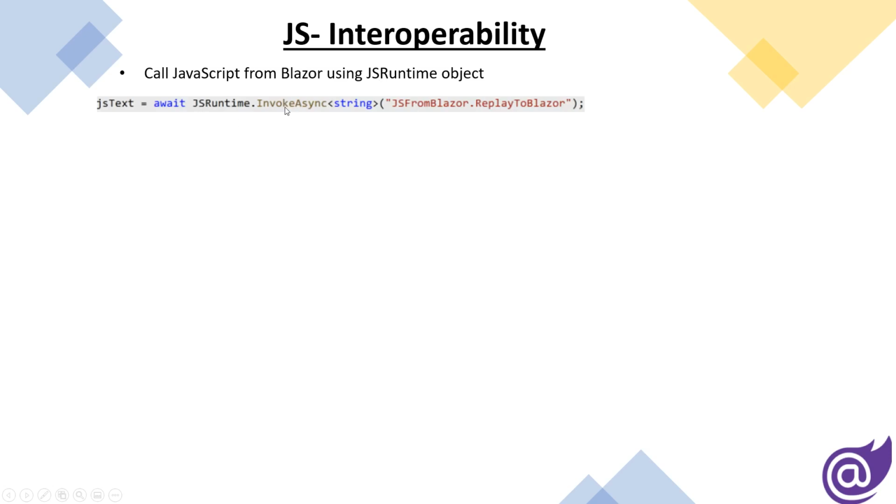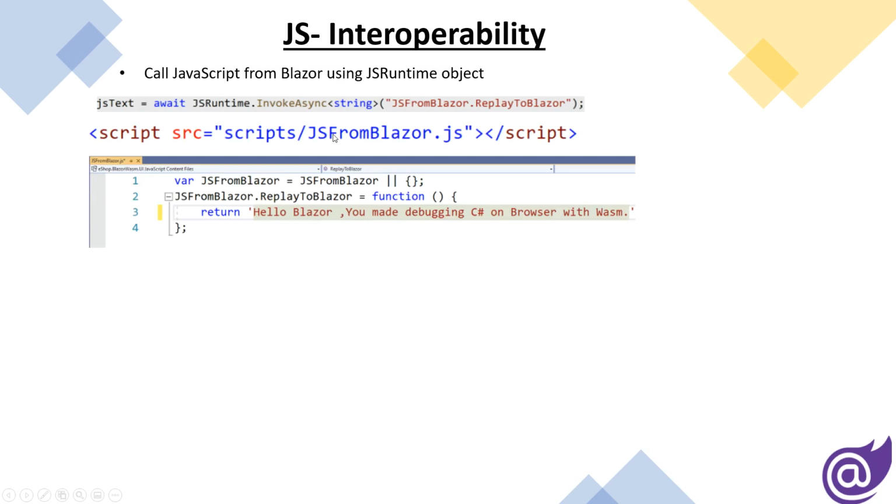See, this is the way to invoke the JavaScript function. This is the JavaScript class instance. This is the function, and this is the return type. So it will return the value, and of course this is the JavaScript function class, the JavaScript file reference. If you see, this is the class, and this is a function. We will see that.